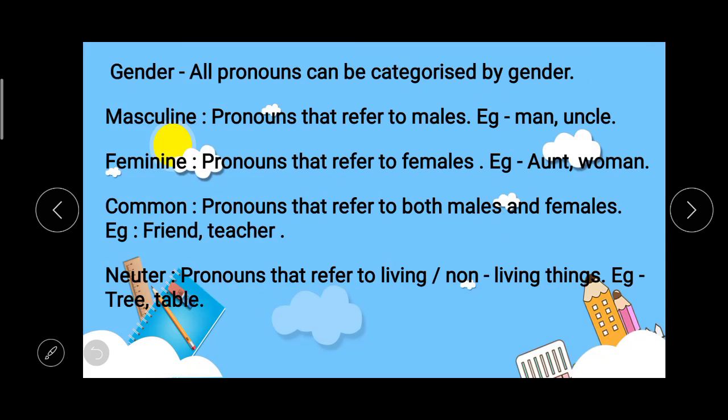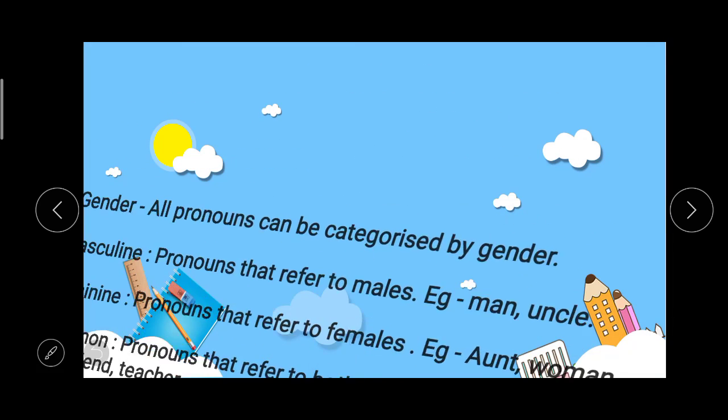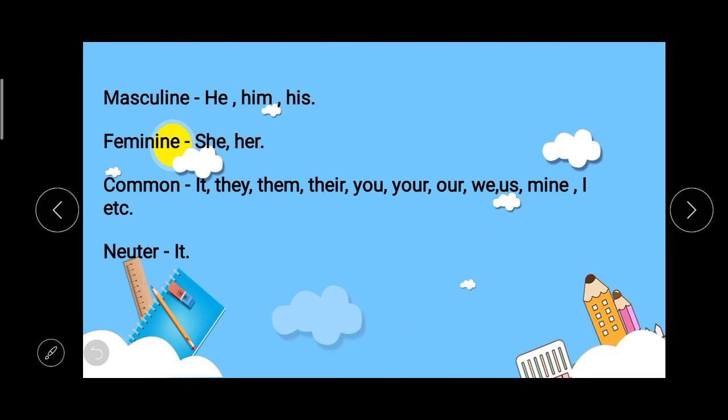Then comes the neutral pronoun, which means living or non-living things. You can't categorize living or non-living things into male or female. That's why they are called neutral, like tree, table, pen, book, etc. Okay, so let me show you the pronouns that fall under these four categories.